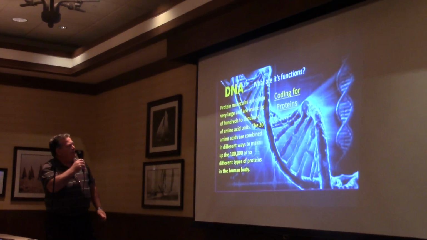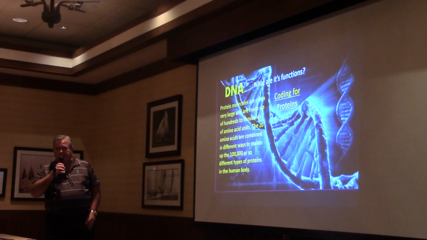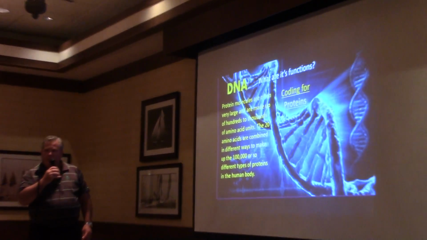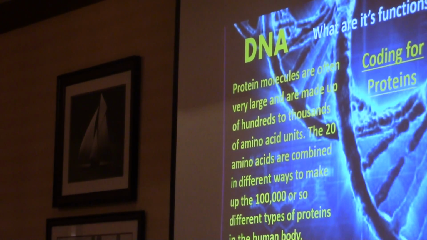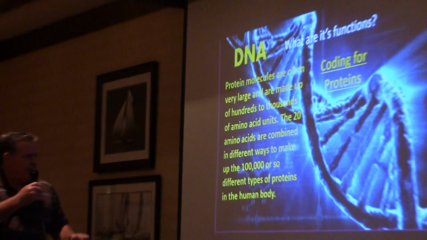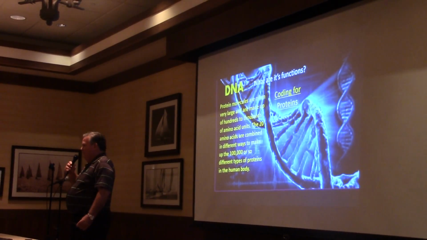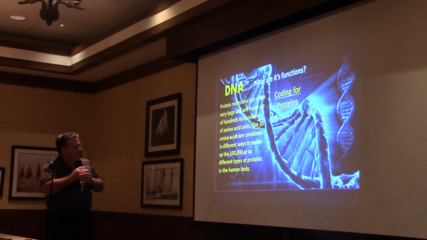All right. Now, the function of coding for proteins. Protein molecules are often very large, but that's relative. Very large compared to a molecule of water. And are made up of hundreds to thousands of amino acid units. The 20 amino acids are combined in different ways to make up to 100,000 or so different types of protein in the human body. We have 100,000 different types of proteins that make us work. Okay?